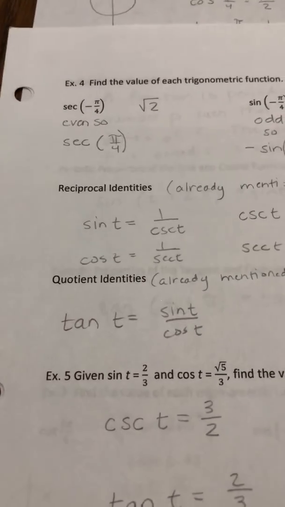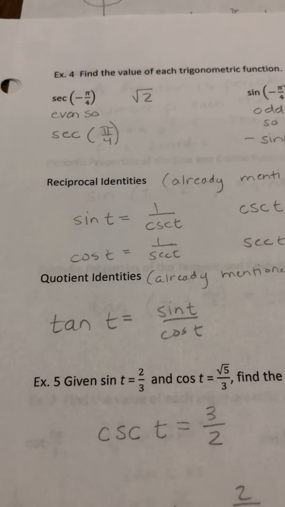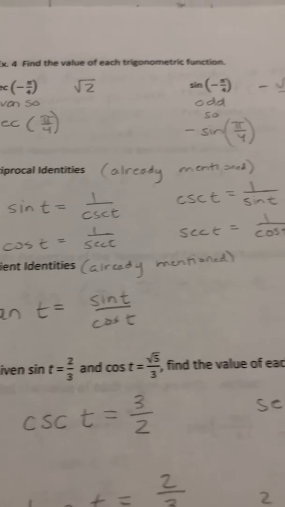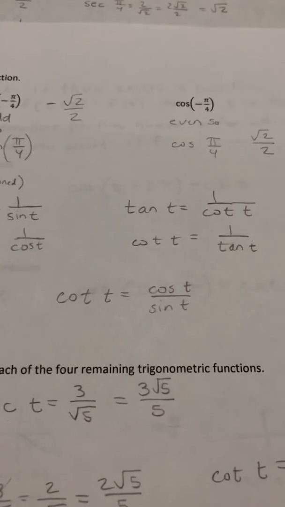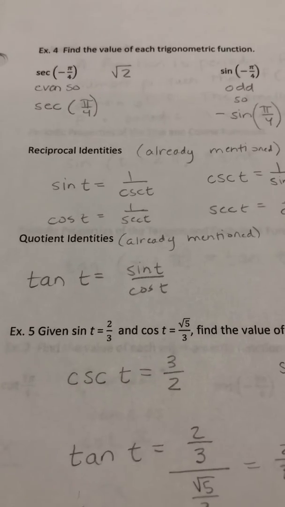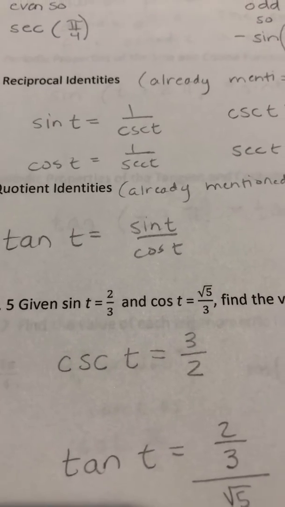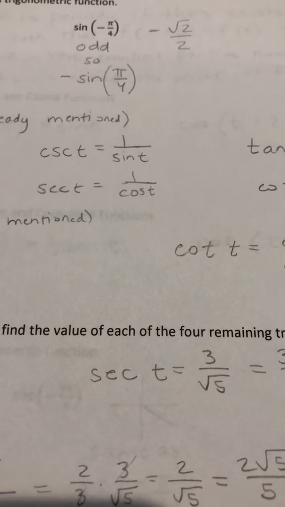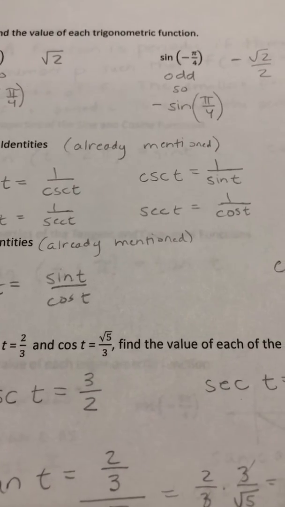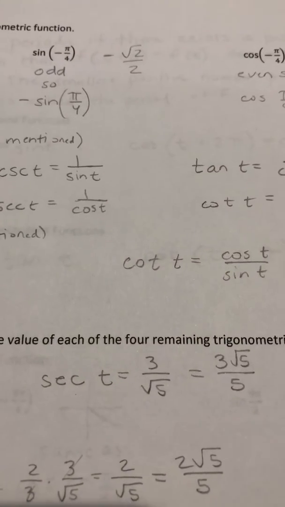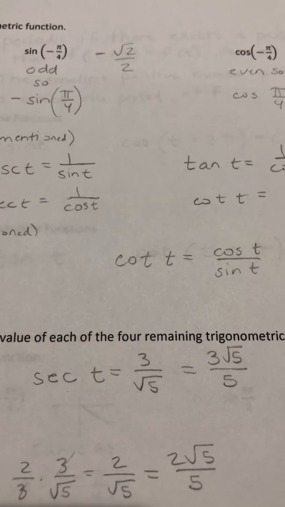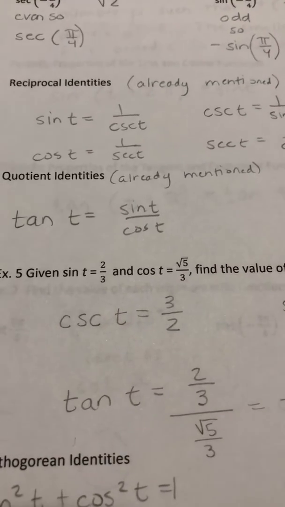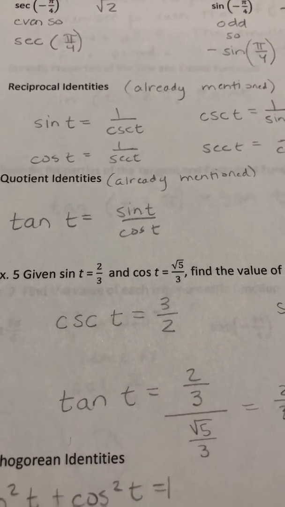All right, now if you are given the sine of t is equal to 2/3 and the cosine of t is equal to radical 5 over 3, and you want to find the value of the remaining trigonometric functions, well, the cosecant is the reciprocal of the sine, so just flip the 2/3 and you get 3/2. The secant is the reciprocal of the cosine, so just flip what they gave you there, radical 5 over 3, flip it, rationalize the denominator by multiplying top and bottom by radical 5, and you get 3 radical 5 over 5.